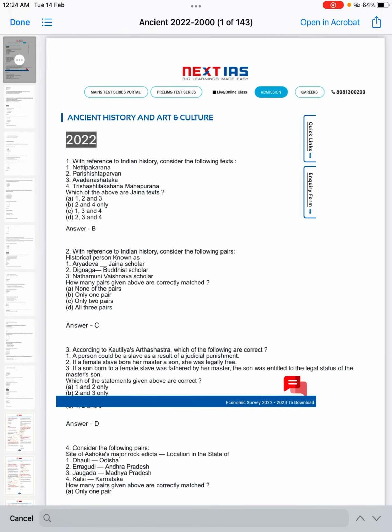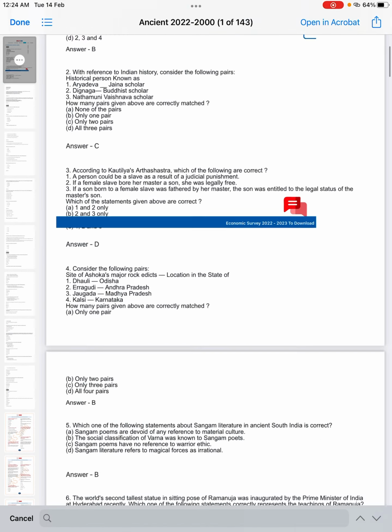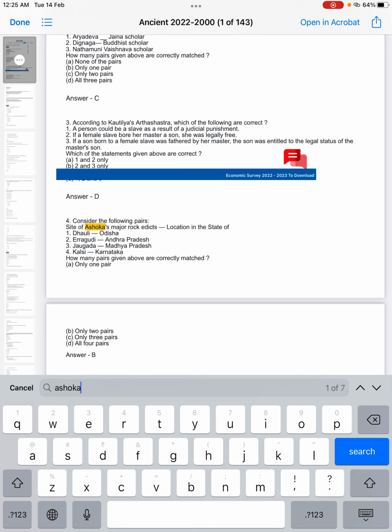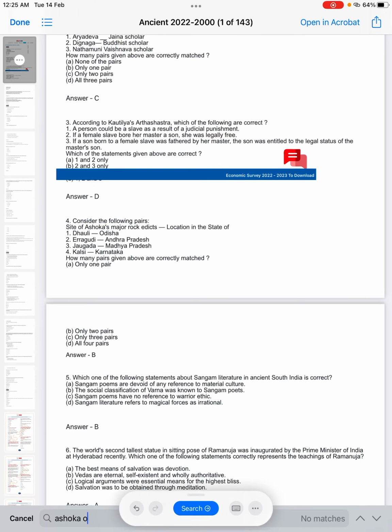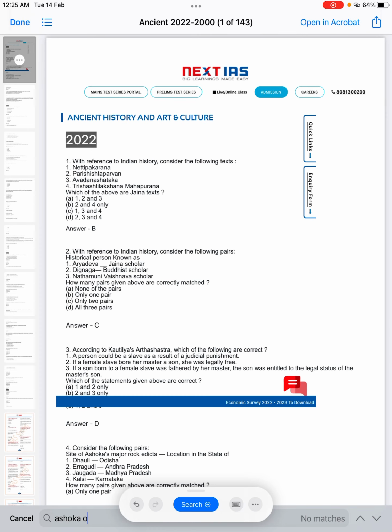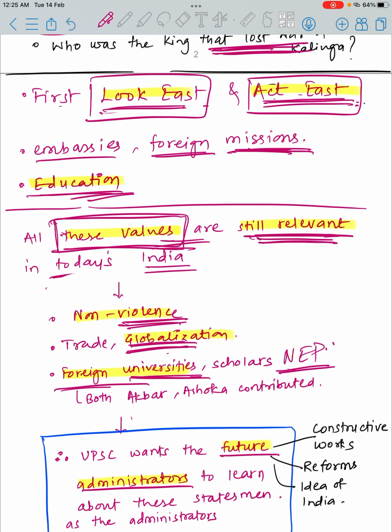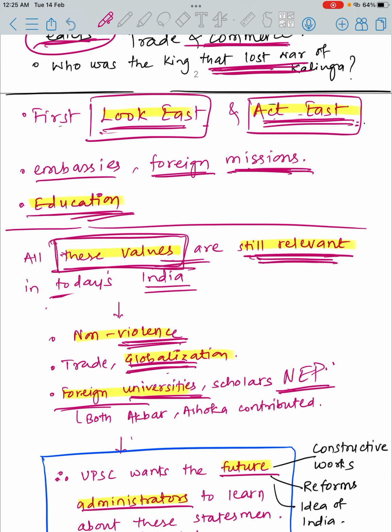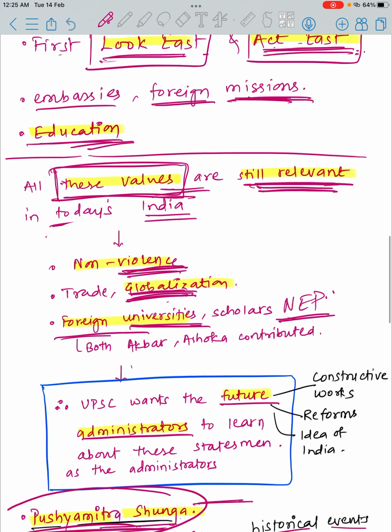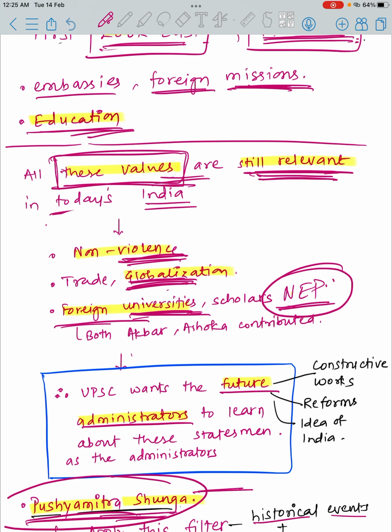So again, if we search Ashoka in the ancient India previous year questions PDF, Ashoka appears seven times in 20 years, from 2000 up to 2022. Seven times Ashoka appears in UPSC prelims. So UPSC has rewarded these characters for their constructive work and their reforms, because the values and the reforms they did are still relevant in today's India, in today's administration. For example, non-violence, globalization, foreign universities and scholars. We are talking about the new education policy. Ashoka did invite foreign universities or scholars to India in his times.